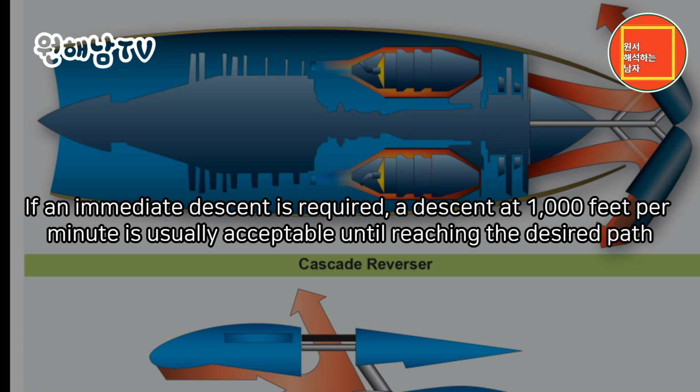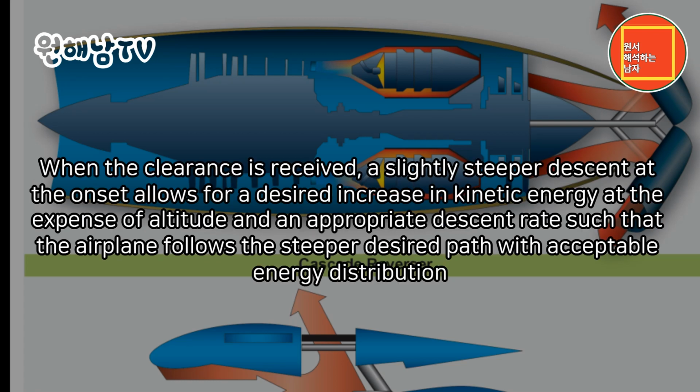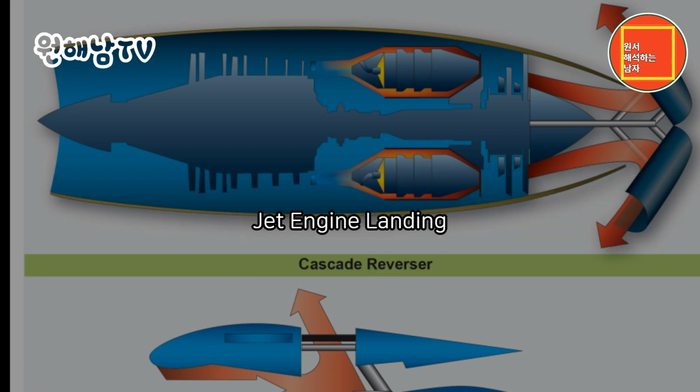If a descent clearance has not been received by the planned TOD point, a speed reduction will reduce the airplane's kinetic and total energy while potential energy remains constant. When the clearance is received, a slightly steeper descent at the onset allows for a desired increase in kinetic energy at the expense of altitude and an appropriate descent rate, such that the airplane follows the steeper desired path with acceptable energy distribution.